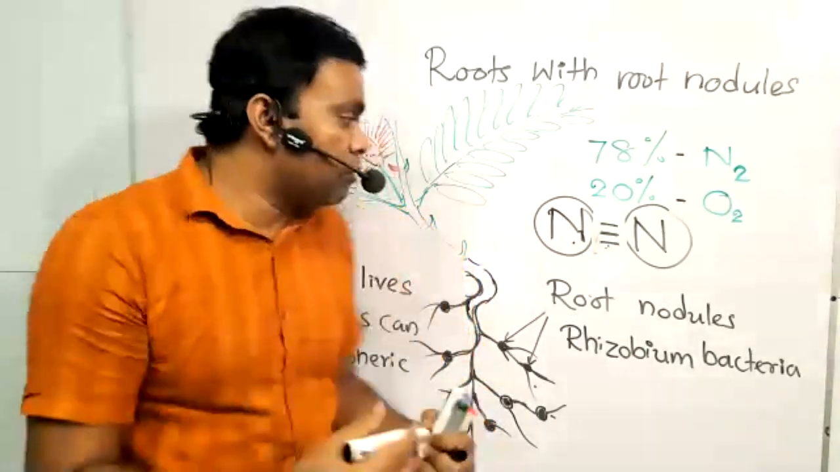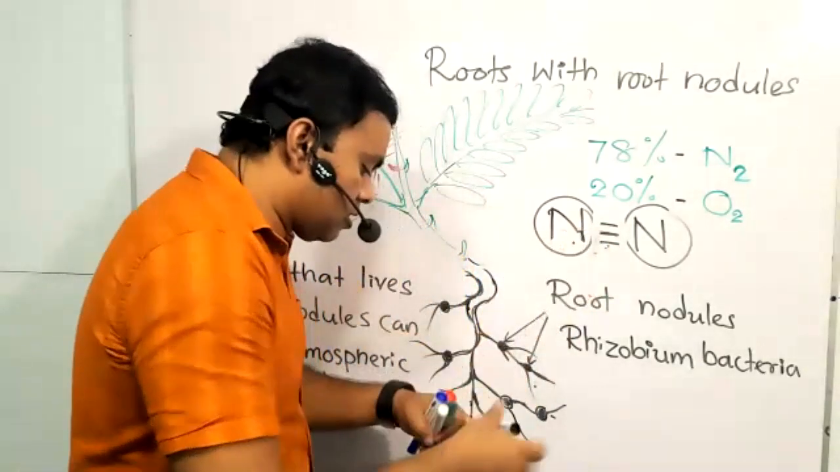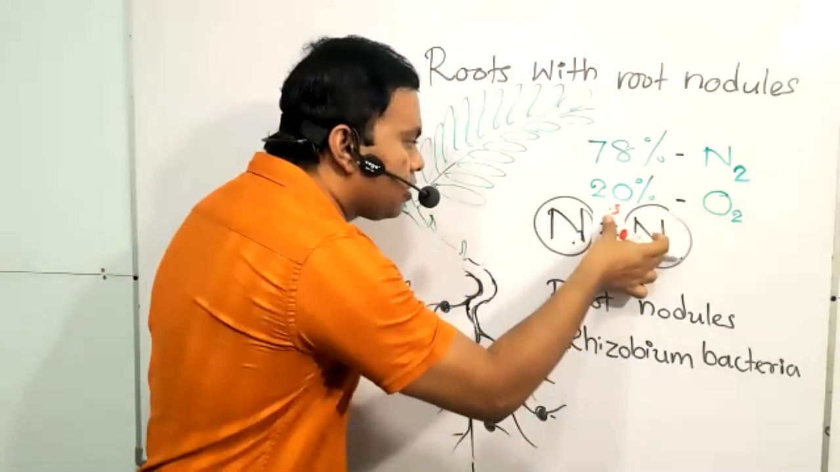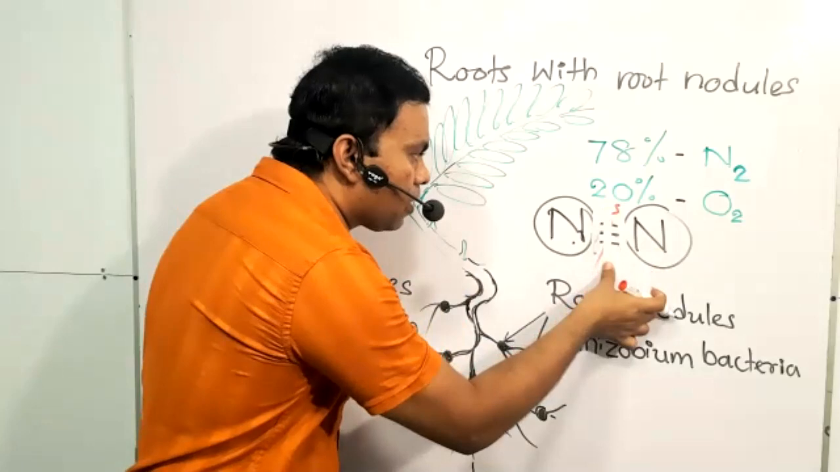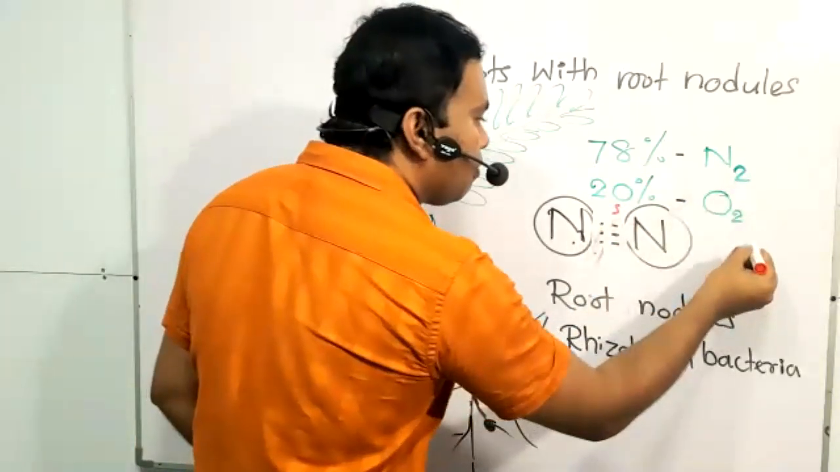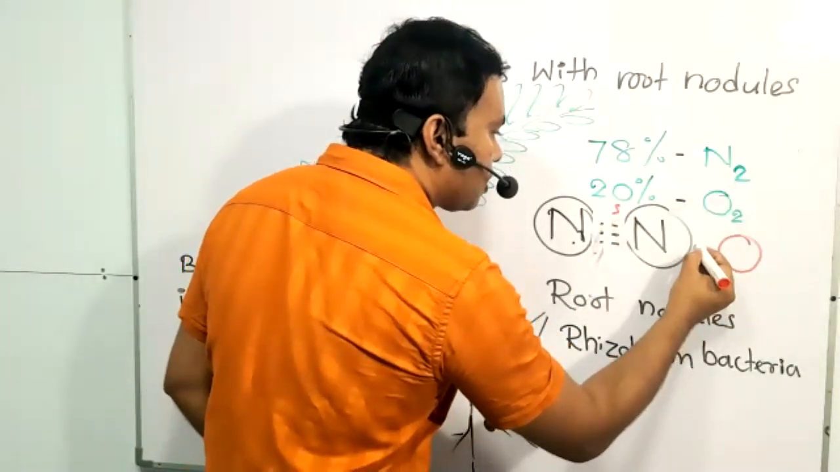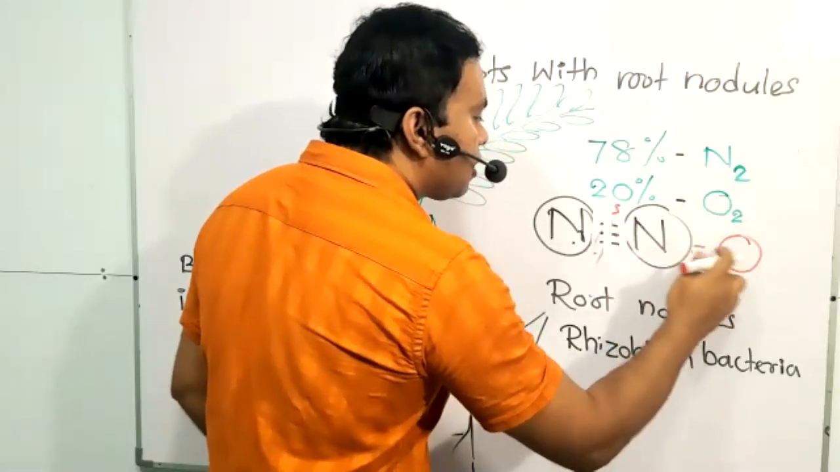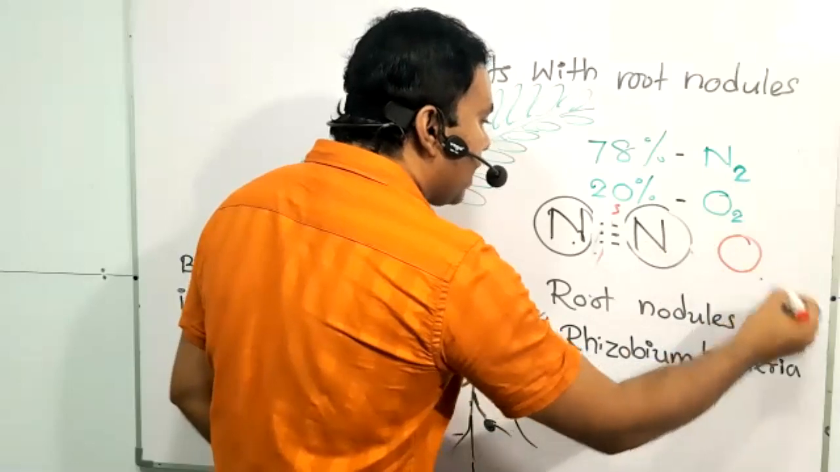When lightning strikes, what happens? This bond is broken. And when this bond is broken, it starts to combine with atmospheric oxygen. And what happens next? Nitrogen dioxide, NO2 gas, is formed.